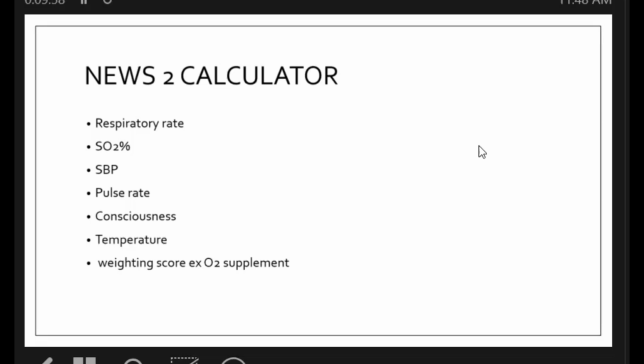Depending on the NEWS 2, if it is more than 4, it's a bit serious. More than 5, and with more than 7, the patient should probably be managed in an HDU. So especially if the patient has urinary tract infection, pyelonephritis, or evidence of sepsis, that is a tool we are using. It is a tool we can apply in the emergency department. Most emergency departments recommend the NEWS 2 calculator.